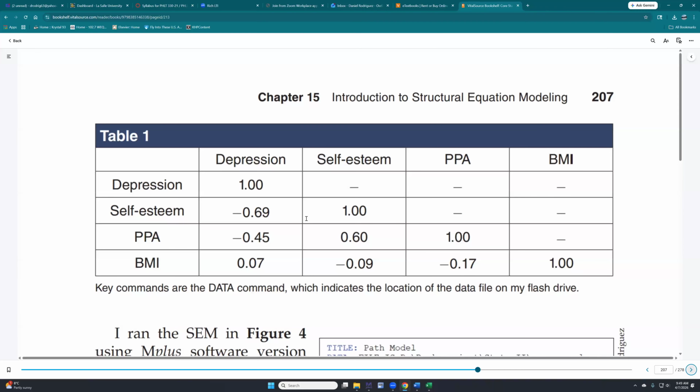But remember, I'm using a correlation matrix here, okay, just to simplify things.